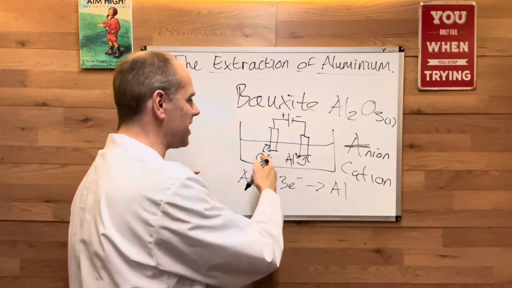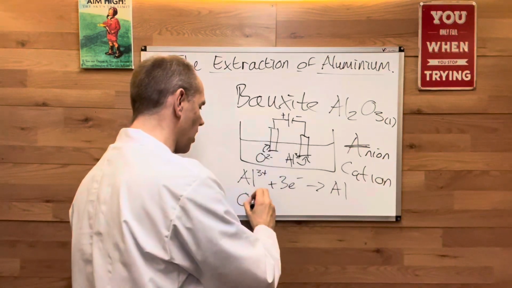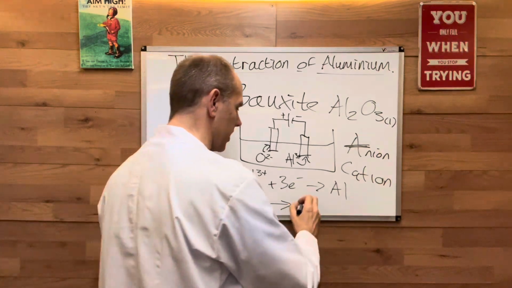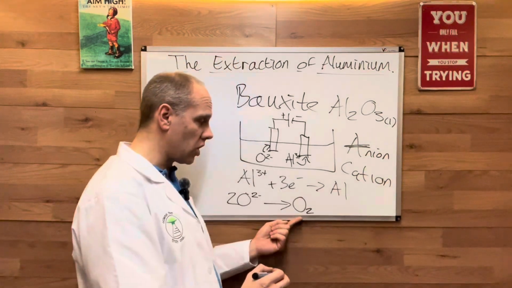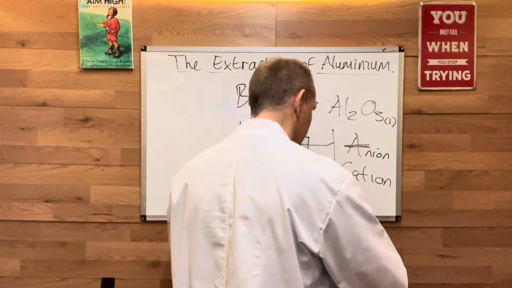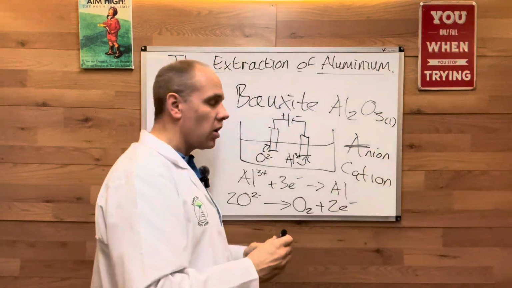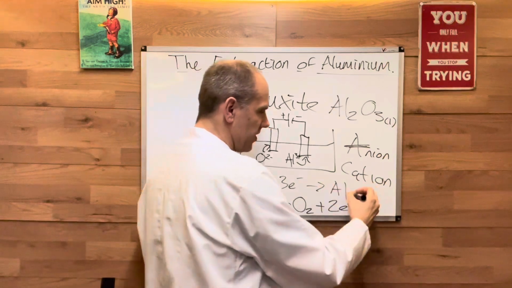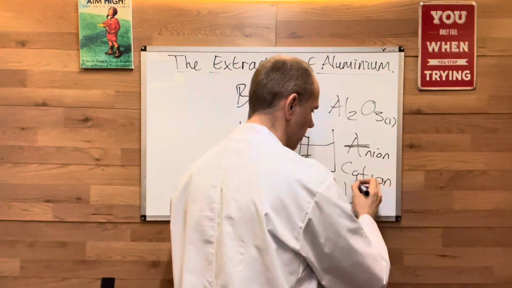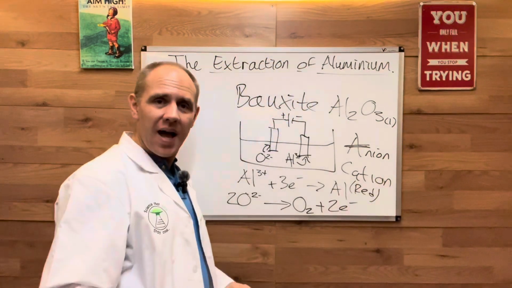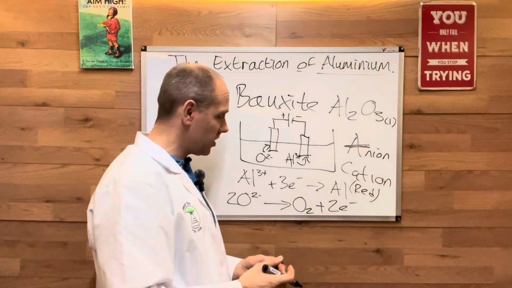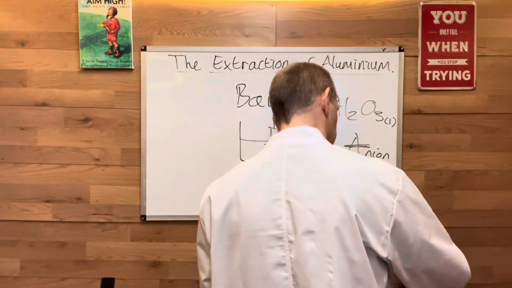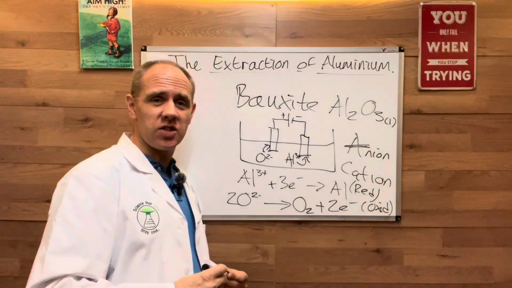Over here at the anode, we have O2- ions. Now we need 2 of those because what we get is oxygen gas, which is O2, and we get 2 lots of electrons. Now, reduction is the gain of electrons. So here, this happens to be reduction. The oxygen happens to get oxidized because oxidation is the loss of electrons. And that's pretty much it.